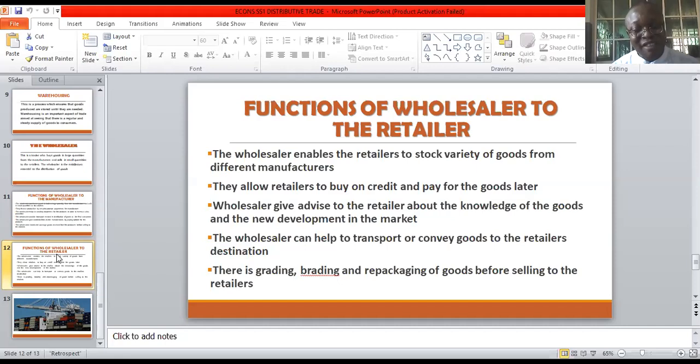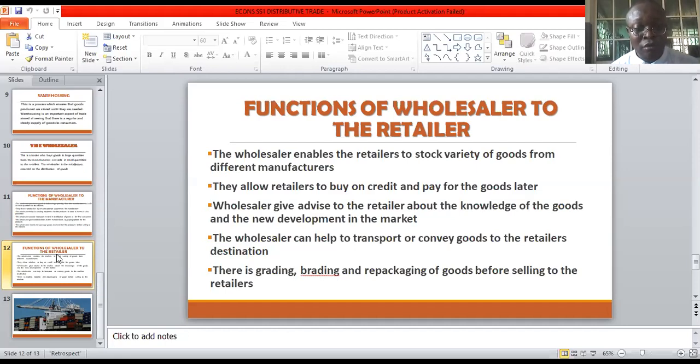The wholesaler also gives advice to the retailer about new developments in the market and knowledge of the goods. Maybe the product is what they need most, or they have given that product another name, or they have repackaged or rebranded it. Or maybe they have increased the price of the product. The wholesaler needs to let the retailer know about this before they sell goods to them.